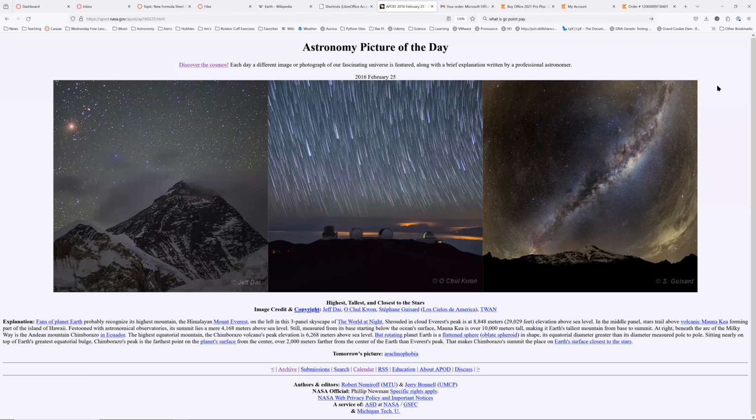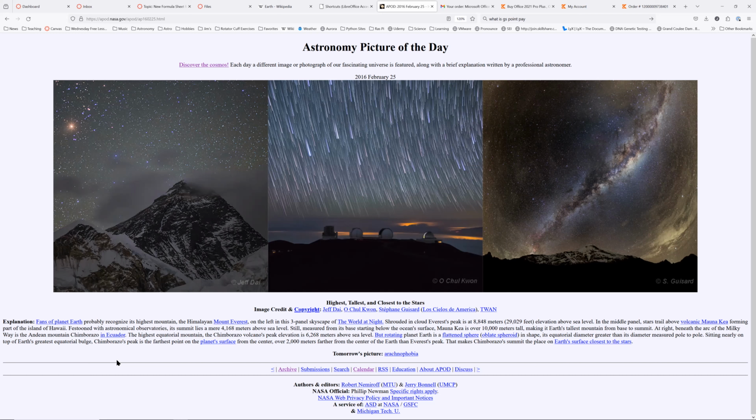This is the astronomy picture of the day from quite a few years ago. It showed 3 different mountains on Earth. And this is Mount Everest over here on the left side. I don't know if my mouse will show up on this or not, but the left picture is Mount Everest. And it has the highest altitude above sea level on Earth at 8,848 meters.